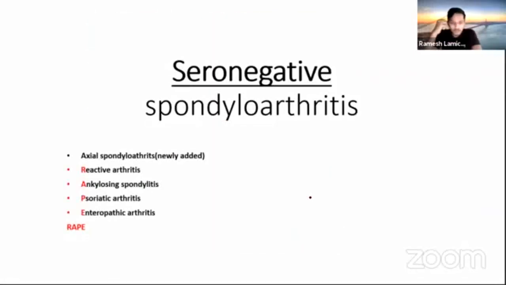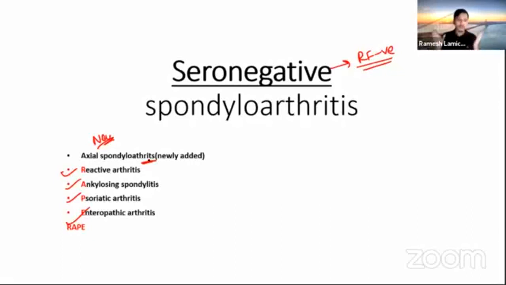So now let's move on to the seronegative spondyloarthritis. So seronegative means what? The rheumatoid factor will be negative, তাই জন্য আমরা বলতেছি seronegative. So seronegative মধ্যে আগে ছিল 4টা. So previously there were only 4, that is reactive arthritis, ankylosing spondylitis, psoriatic arthritis, and enteropathic arthritis. But now a new term has been added. The newly added term is axial spondyloarthritis. So this is the beginning phase of the seronegative spondyloarthritis, and for this spondyloarthritis you have to do the MRI to diagnose this.